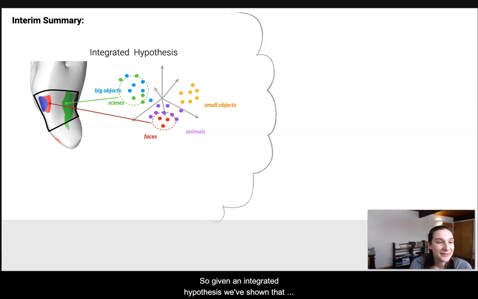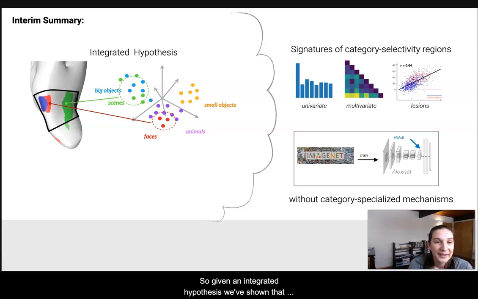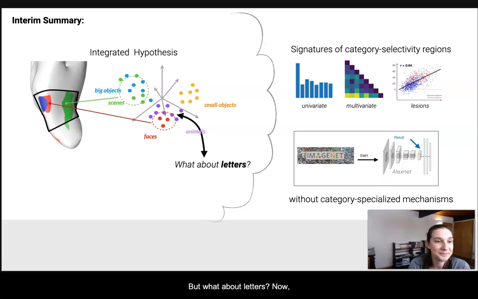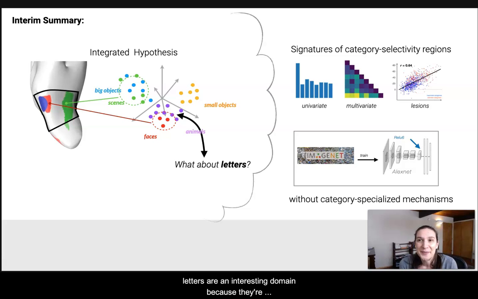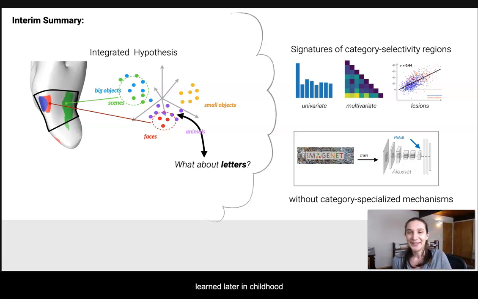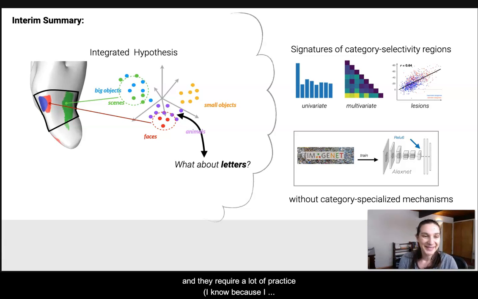So, given this integrated hypothesis, we've shown that it has signatures of category selective regions, both univariate, multivariate, and even lesion data, without requiring any category specialized mechanisms. But what about letters? Now, letters are an interesting domain because they're learned later in childhood and they require a lot of practice. I know because I have a kindergartner.